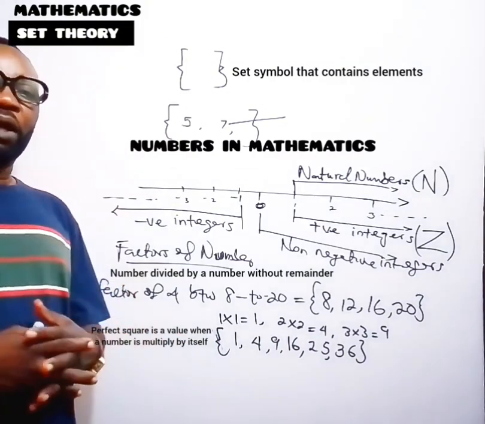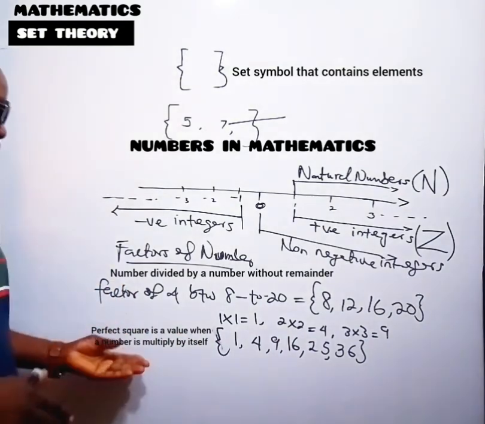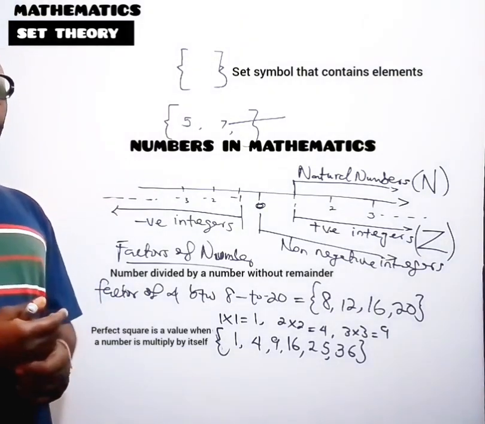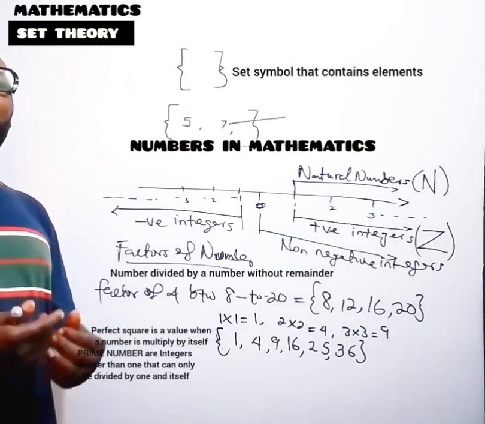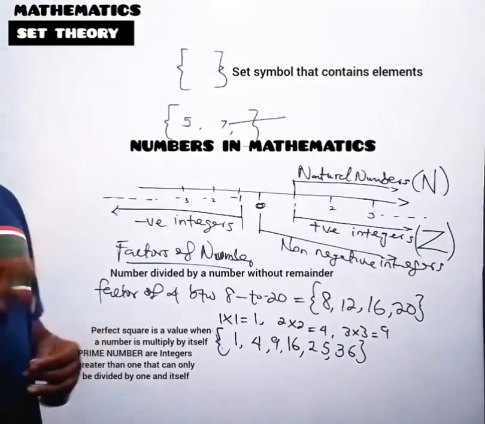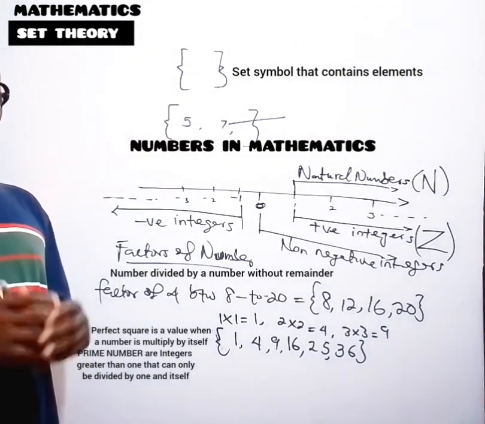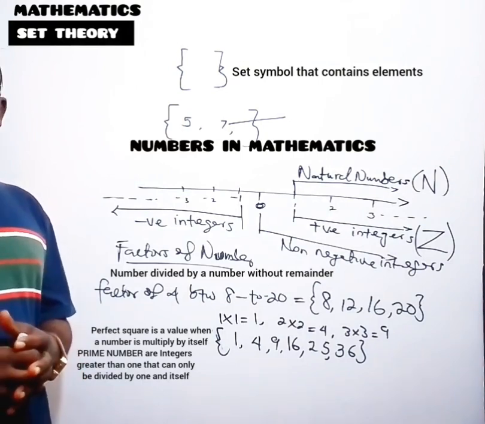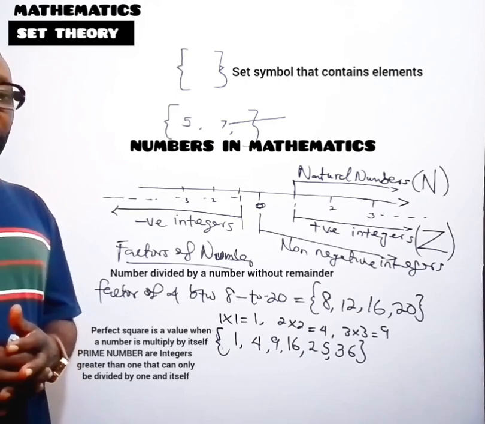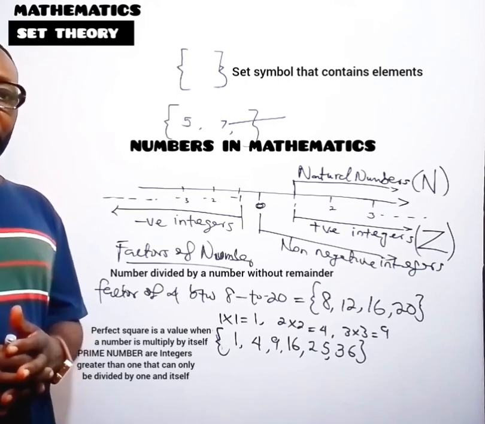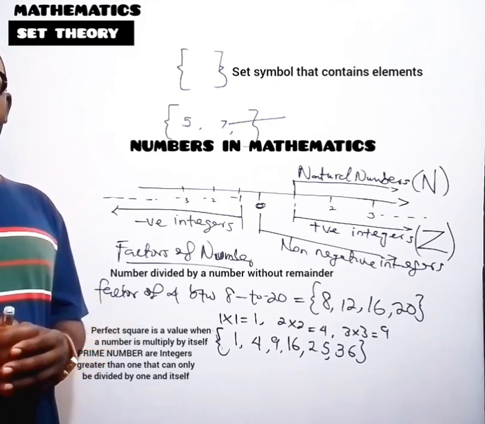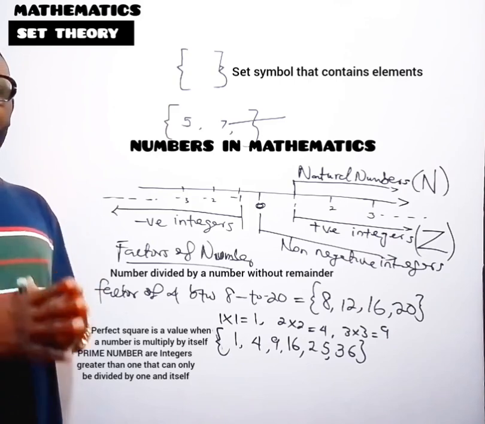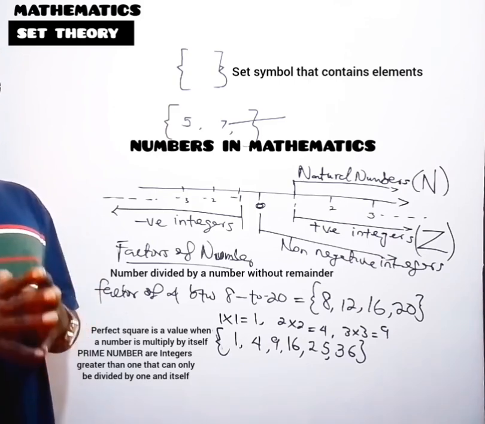Now, another number that I'm going to also talk about are called the prime numbers. Prime numbers are numbers that can be divided by 1 and itself to give a whole number. If you use any other value to divide such a number, the value you get will be in the form of decimal values. So in other words, any number that can only be divided by 1 and itself is called a prime number.